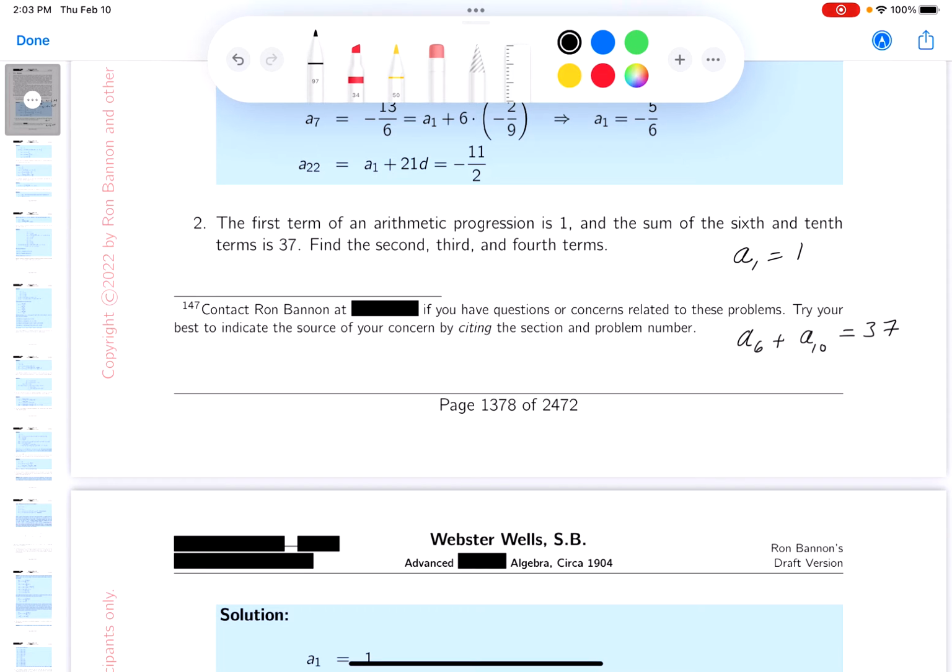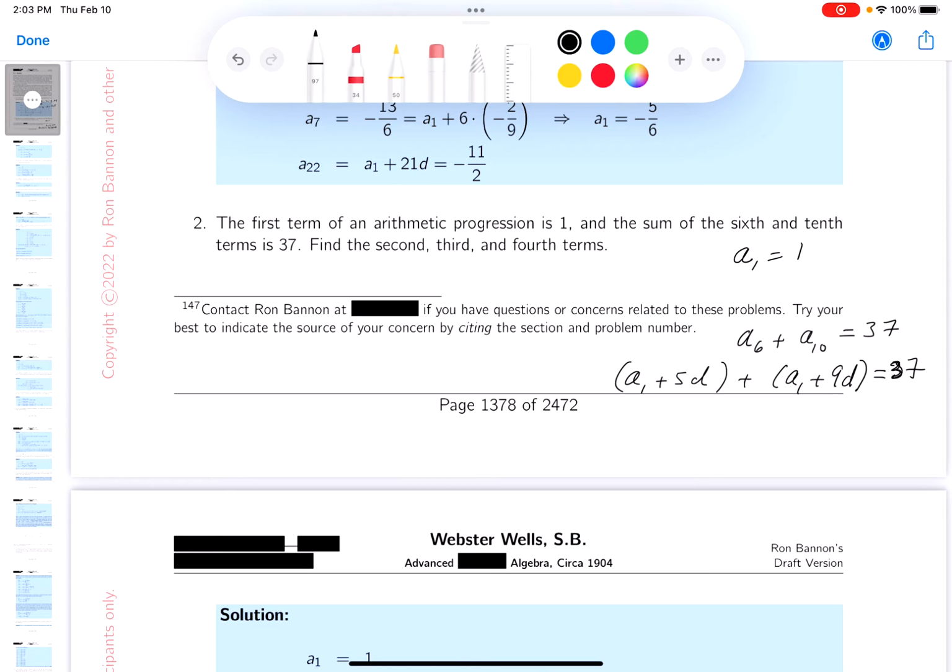Find the second, third, and fourth terms. Well, I've got a struggle over here. My struggle is, how do I figure out what the D is in the problem? That's my first thing. So I want to point out that A6 is the same thing as A1 plus 5D. That's what A6 is. What's A10? Well, it's A1 plus 9D. And what does it equal?